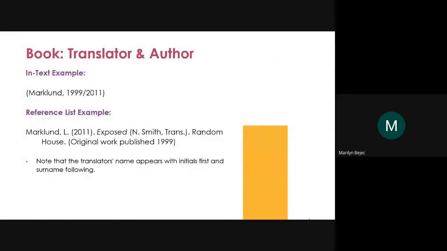Book with translator and authors. So you have here in text the author's name, then the year of the original work that is being published, and then the year when it is translated. In the reference list, you have the author's name, surname first, then the rest of the information. What is the difference? You have to write the translator's name in natural order, the first name followed by the surname, and then the rest of the information.